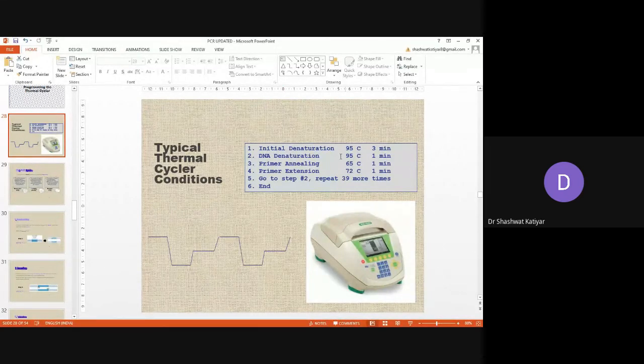And it can differ between protocols or books. In some books primer annealing is written as 54 degrees Celsius, or 52 to 54 degrees Celsius, and DNA denaturation as 94 degrees Celsius for 2 minutes. Whatever it is depends upon the particular genome or the complexity of the genome. The primer extension is at 72 degrees Celsius for 1 minute. So these are the temperatures and times for PCR.